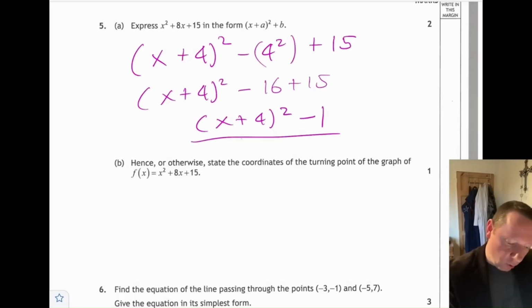Hence, otherwise state the coordinates of the turning point of the graph. Well, completing the square form tells you the turning point. It is 4, but then it's the opposite, so it's minus 4 and then minus 1. So we've got minus 4, minus 1, job done.